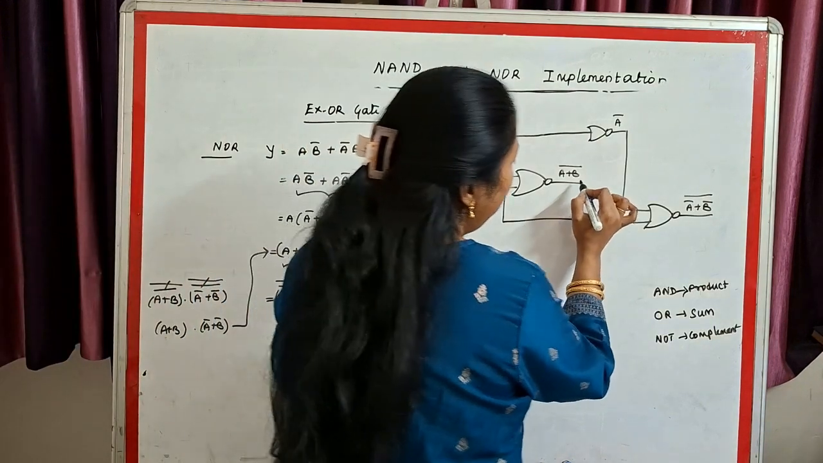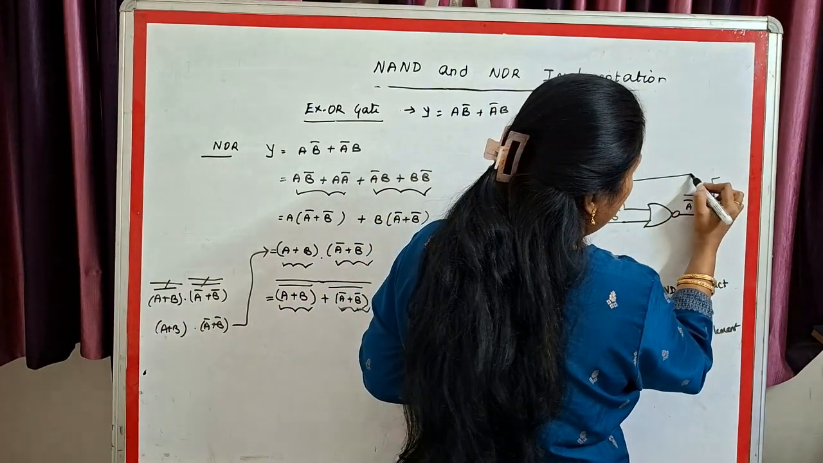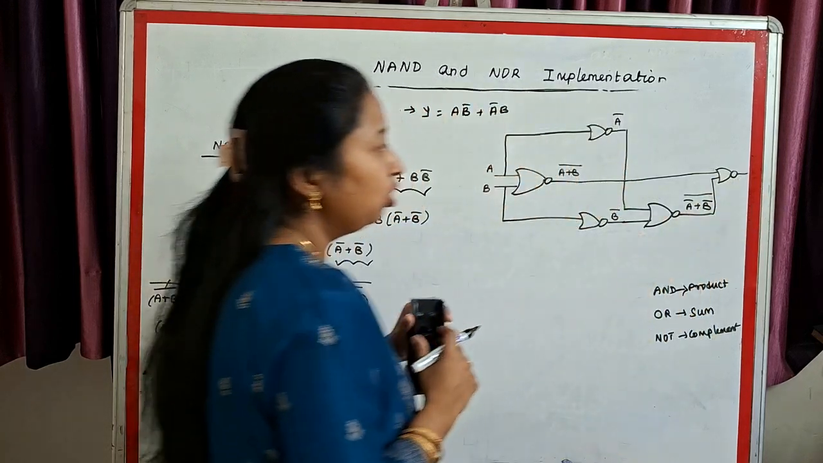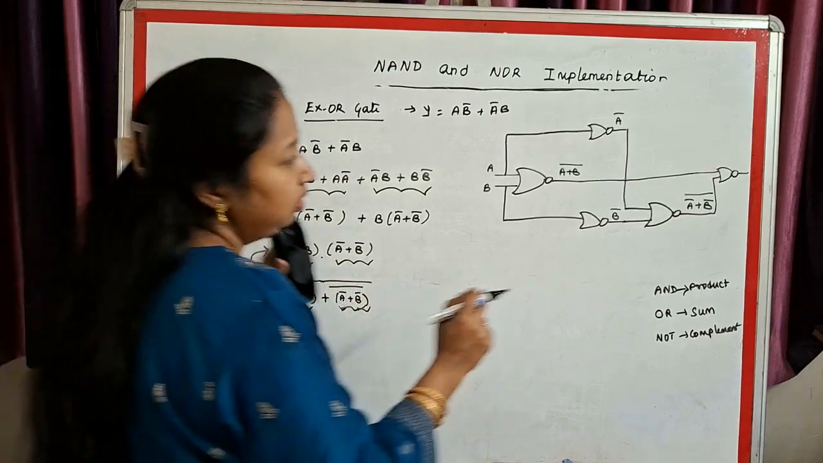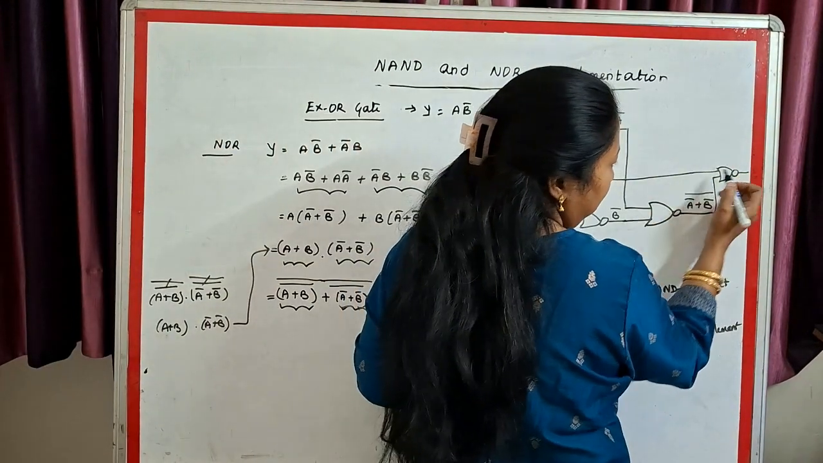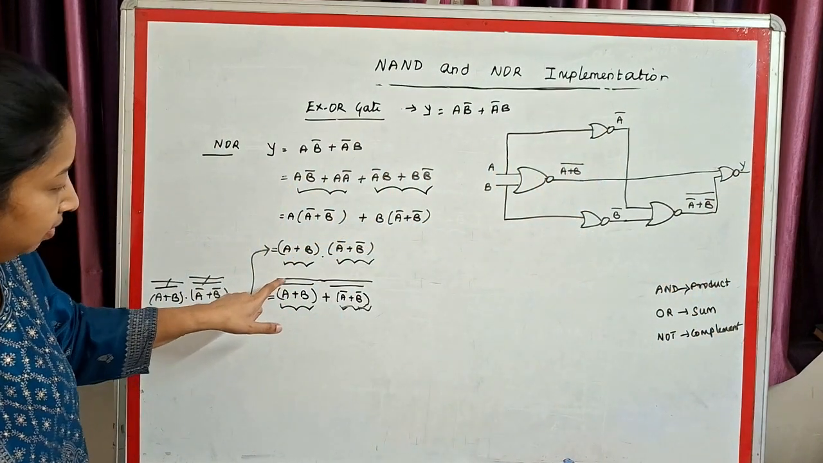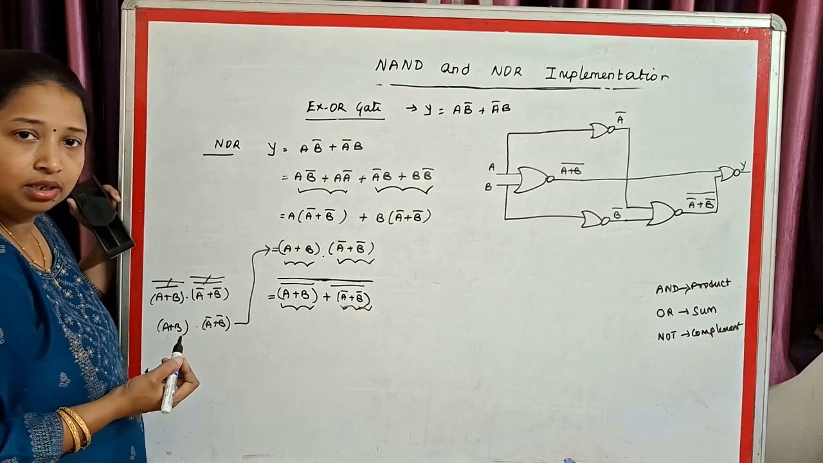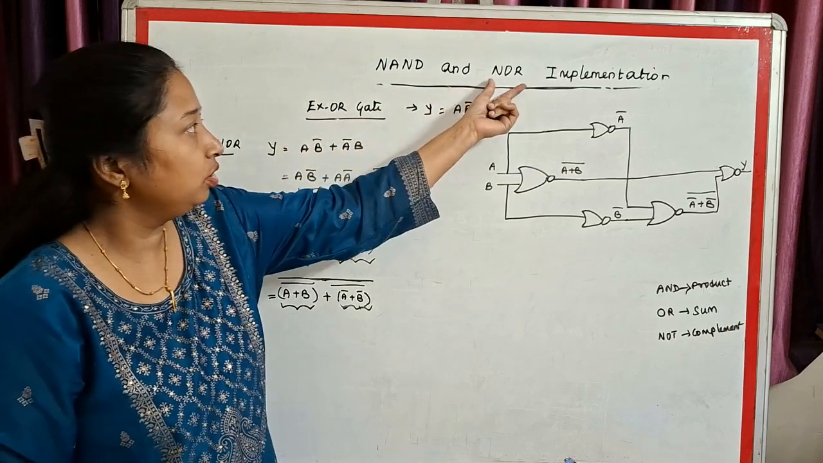So both the outputs, this output and this output, you have to give to a NOR gate. Why NOR gate? Because there is a whole bar here. This OR gate will do the sum, and this bubble will take a whole bar, this bar. Clear? This is how you will be replacing an XOR gate using NOR gate.